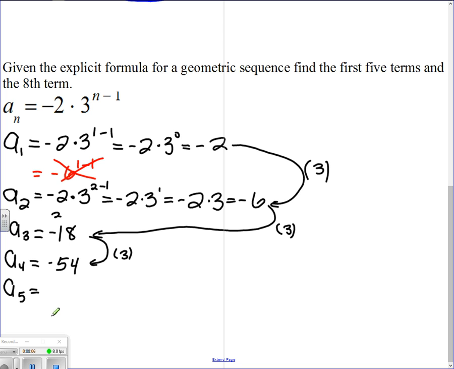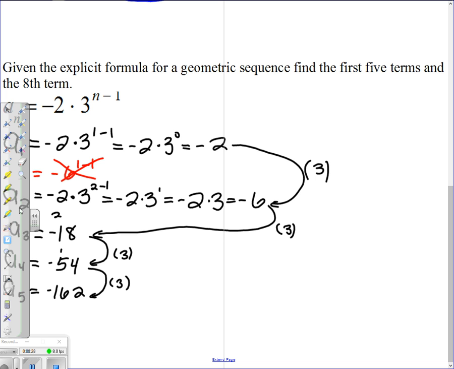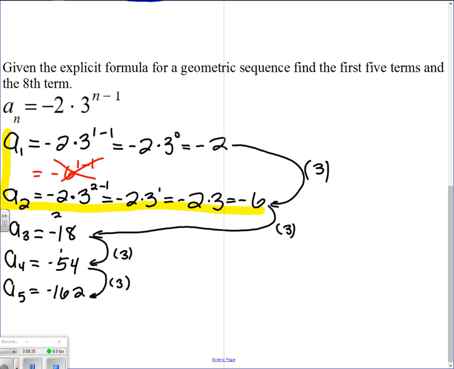Negative 54. Now multiply by 3 the same way. 3 times 4 is 12, 2 and carry your 1. 3 times 5 is 15, and 1 is 16. And that is the answer. So as you can see, the pattern is faster and easier. But the trick to the pattern is you have to do the first two the long, hard way. And once you have the first two numbers, then you can look for a pattern.